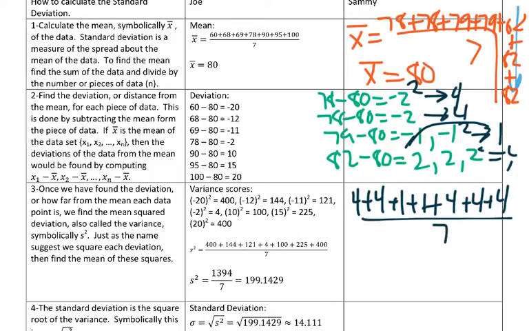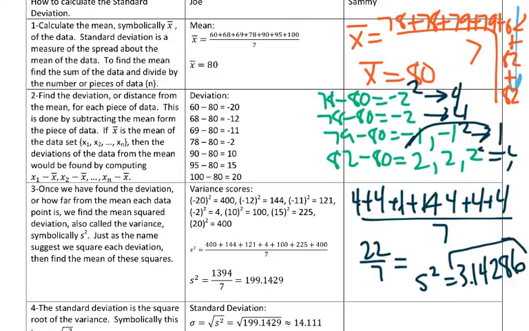All that divided by 7. So add those all up: 1, 2, 3, 4, 5, 22. So 22 over 7, which becomes 3.14286. Okay, so that's our variance.